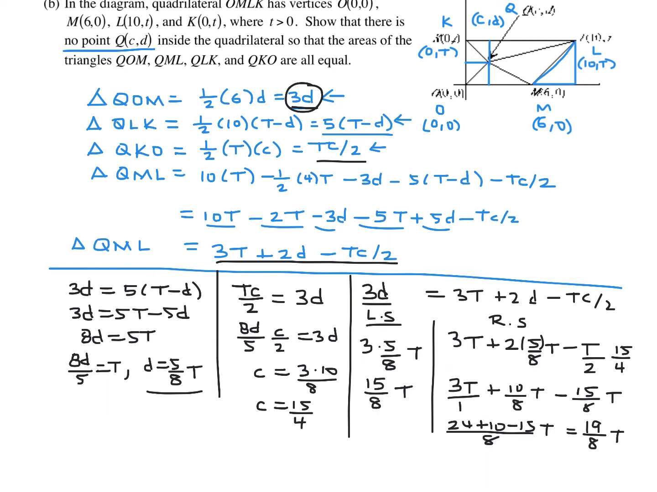So left side is 15 over 8t, and right side is 19 over 8t. So left side does not equal right side, so we have a contradiction. And therefore you can conclude what they're saying, that there is indeed no such point that can make this all work.